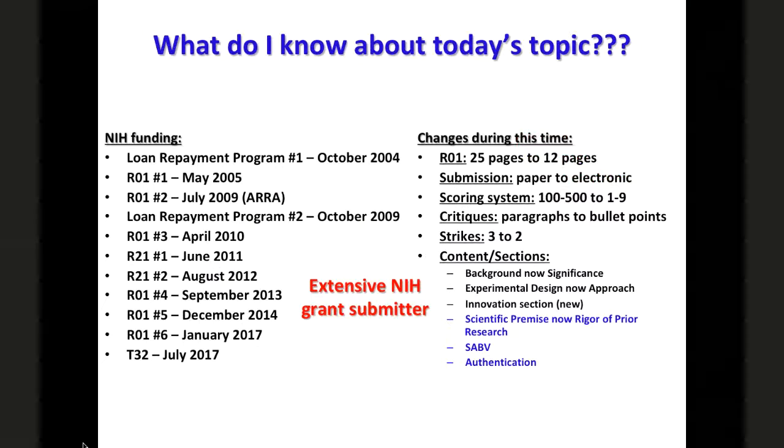So, yeah. And then the topic of today, the scientific premise, is now rigor of prior research. This is sex as a biological variable, which I'm going to touch on but not talk about a lot because Tonette's going to talk about that next week, and then identification of reagents.